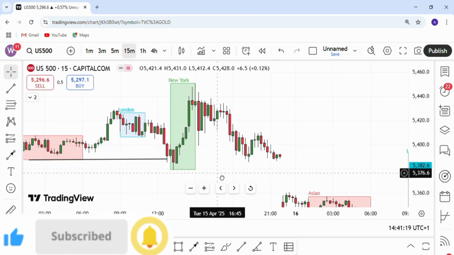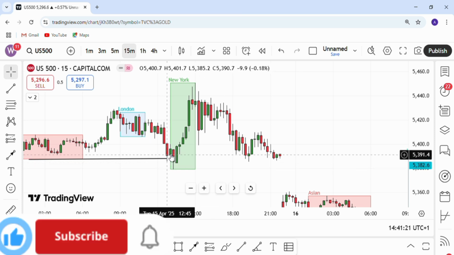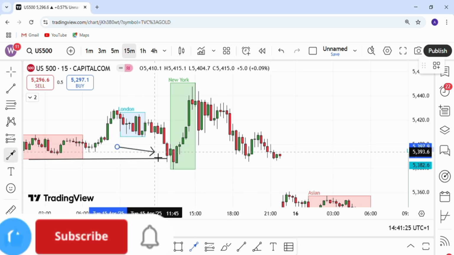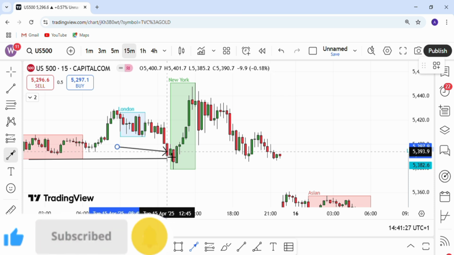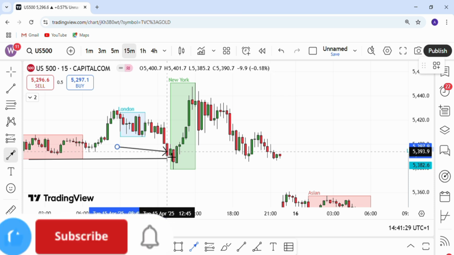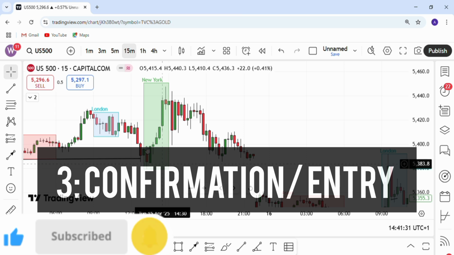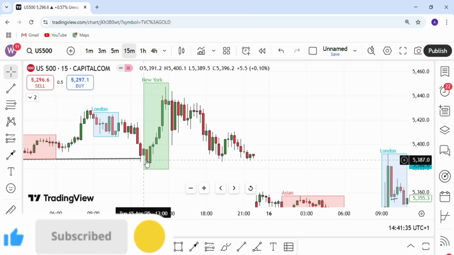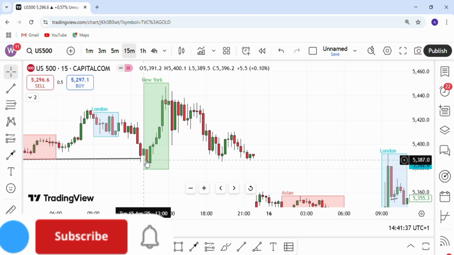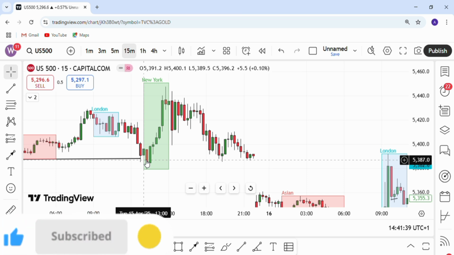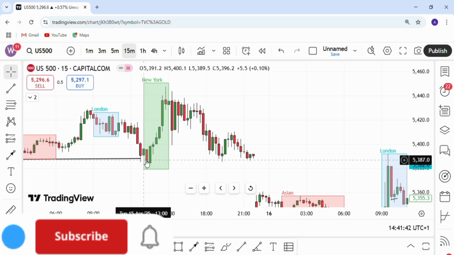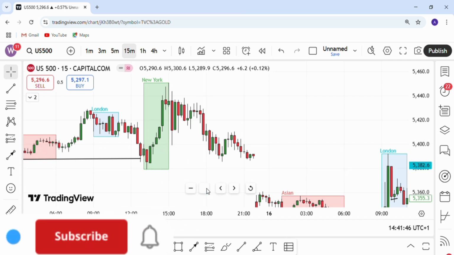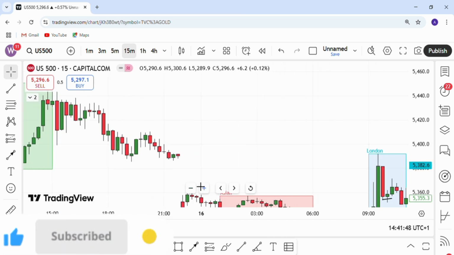This red candle here is what swept the liquidity, as you can see. Then our confirmation will be during the New York session. So we wait for our confirmation during the session only. Then next, once we have the sweep, the first confirmation you have here is the first bullish candle. Let me zoom in so you can see it.